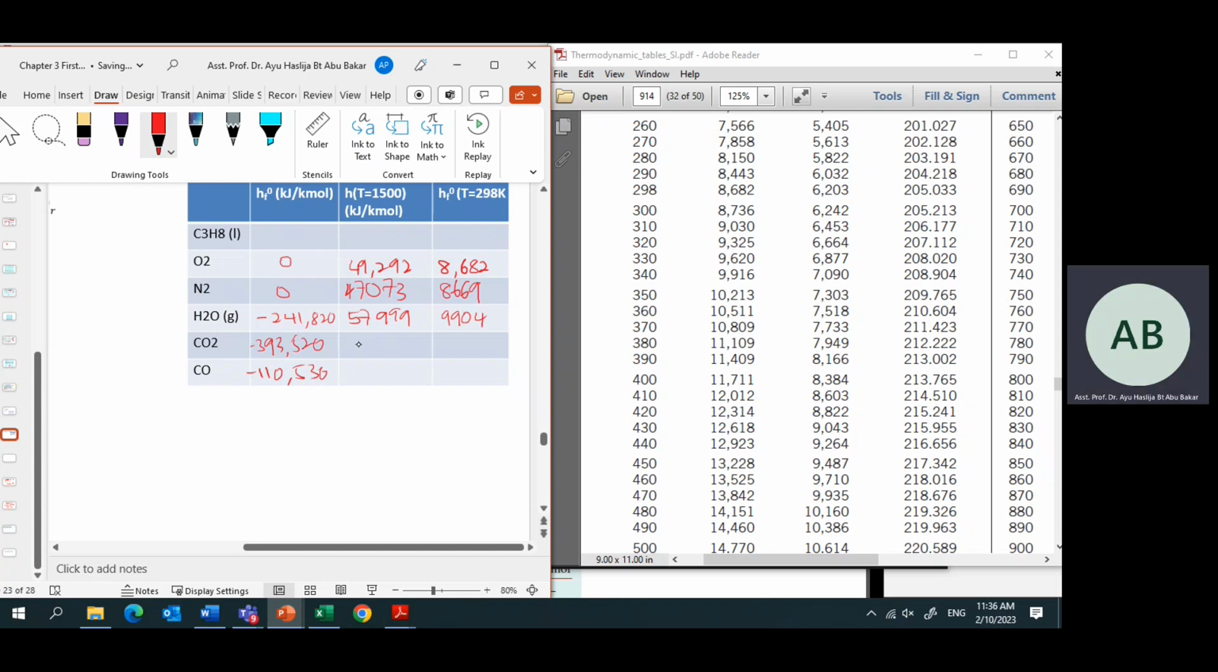CO2, Ibrahim, what do you get? CO2? 0? 9, 8. 298? Scroll above. Check for 298.